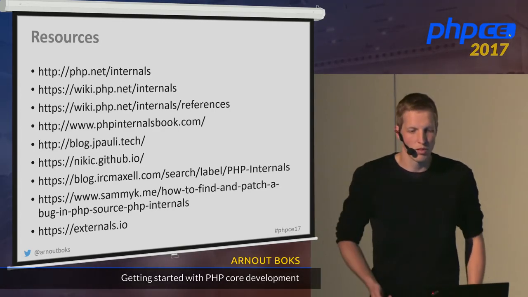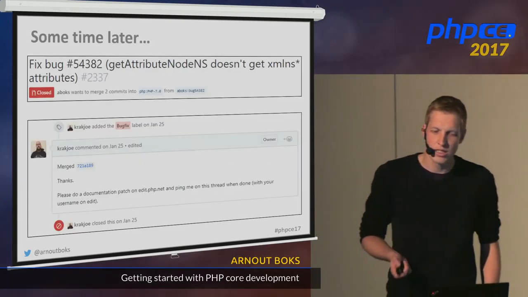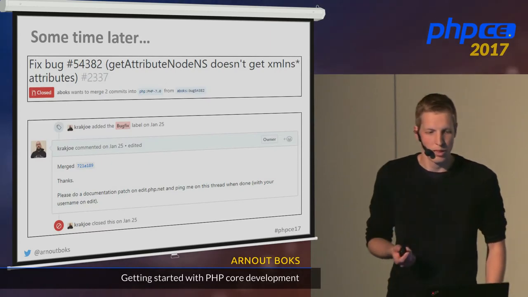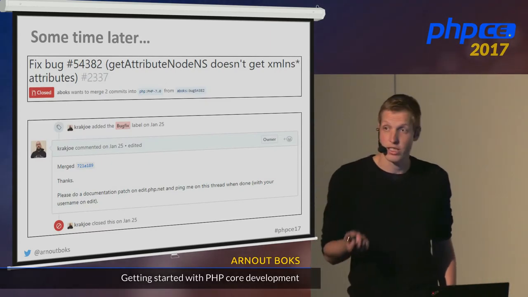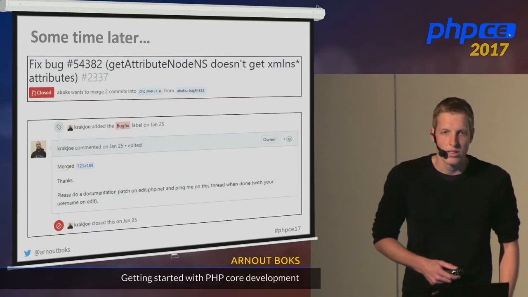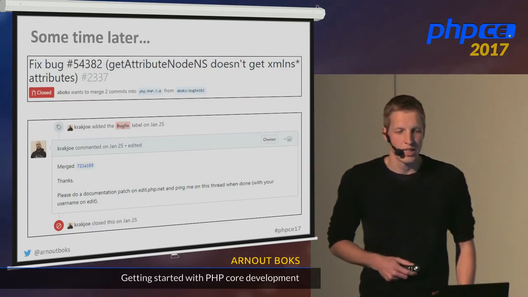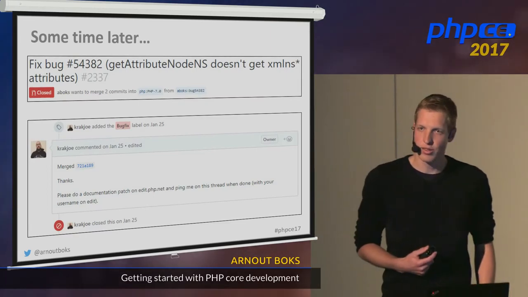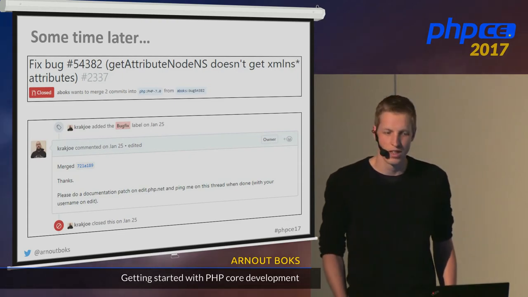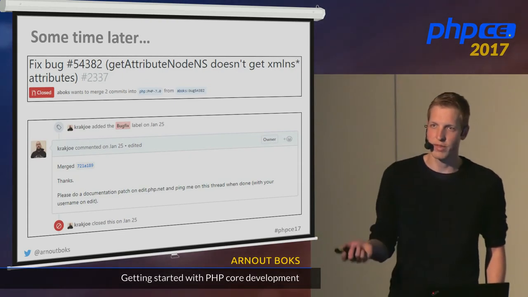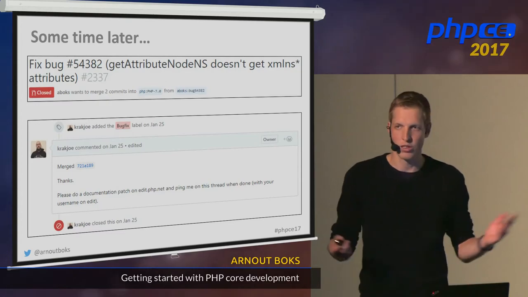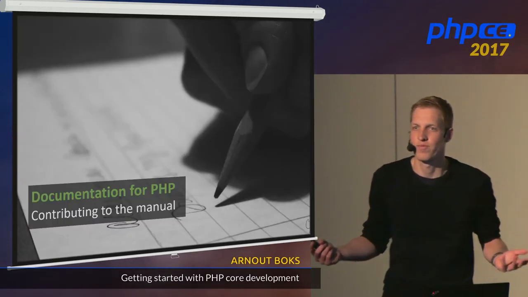And I made some more pull requests, and then sometime later, another pull request with a bug fix got merged, again by Joe Watkins. And when he merged that, he asked me, hey, this is actually also a documentation problem, can you also make a patch on the documentation? And I was like, whoa, how do I do this?